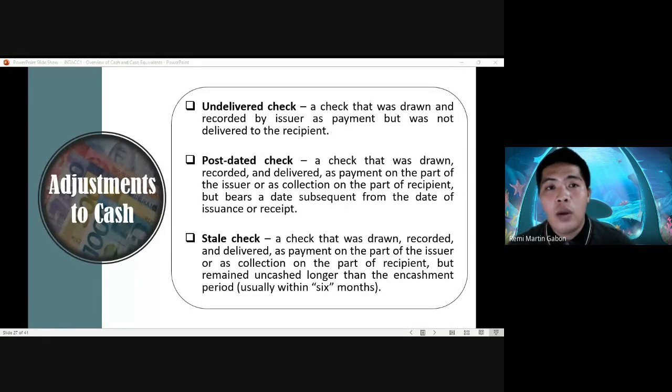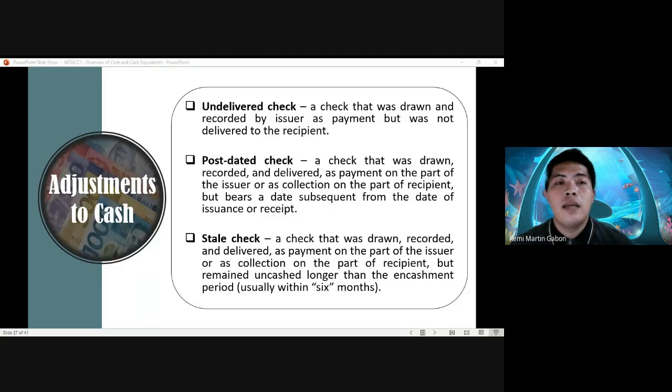Kasi we have a law. I hope this is related to the post-dated check. We have a law, the anti-bouncing check law. Mahirap kasi na we issue a check, then that check bounces. It is a violation kasi under a law.